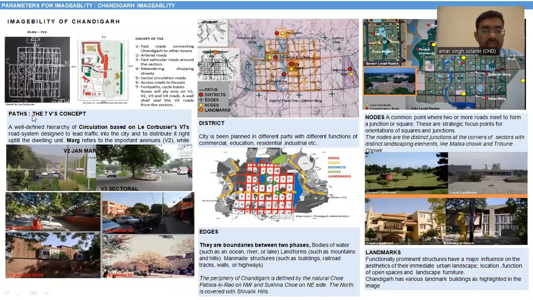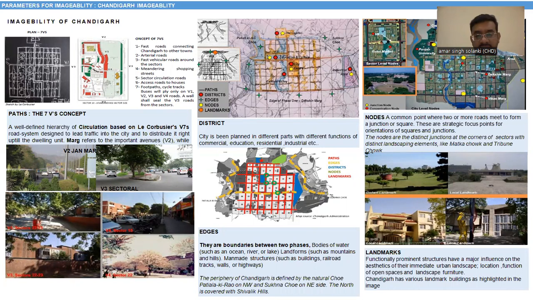So as I mentioned, we have the concept of 7Vs. As you can see, the roads are divided. There is a hierarchy with respect to the traffic movement, with respect to the width and size of the roads. And these 7Vs are running very successfully. When we talk about districts, we have various landmarks within the city. And of the city landmarks, only these landmark buildings are designed in a contrasting manner. The rest of the buildings have very monotonous patterns of design.